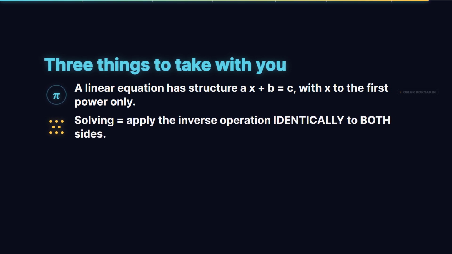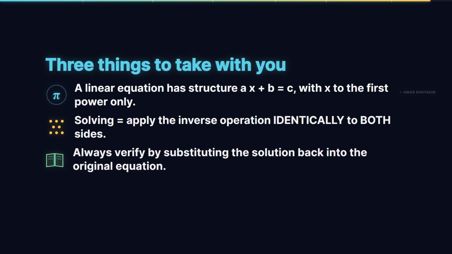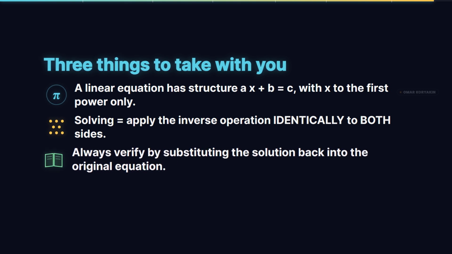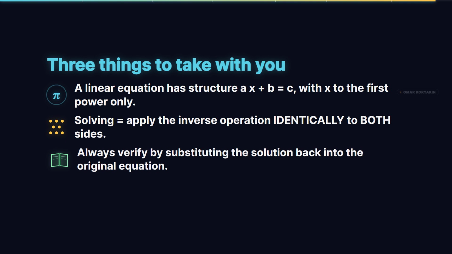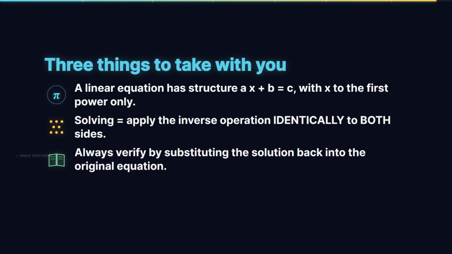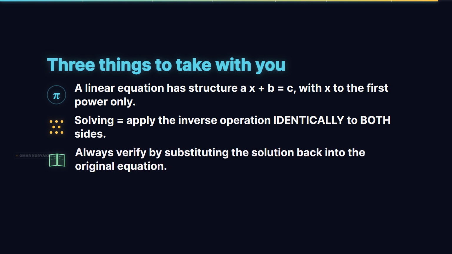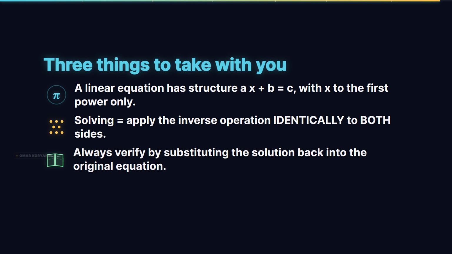Third, always verify your solution by substituting it back into the original equation and checking that both sides really do equal the same number. The verification step uses the evaluation skill from section 2, takes about 5 seconds, and catches almost every solving error before it becomes a wrong final answer. Build verification into your standard solving rhythm as a permanent, non-negotiable final step.